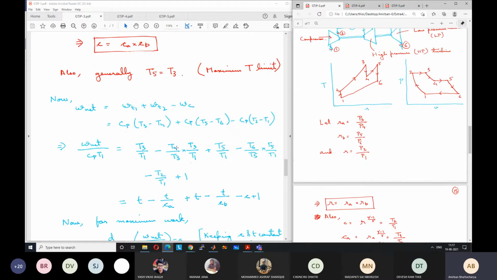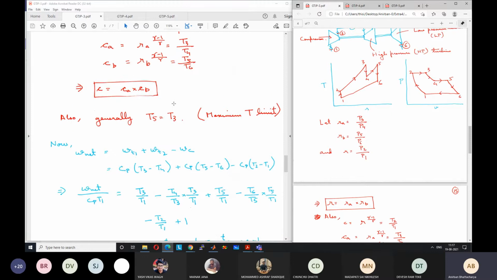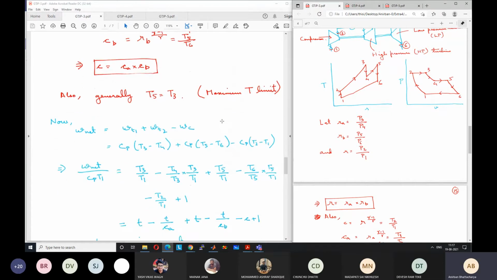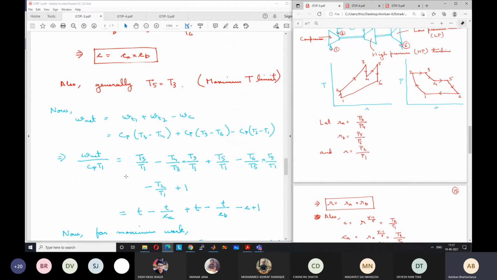Then T4 by T3. What is T4 by T3? T3 by T4 we have seen is equal to CA. So T3 by T4 is CA. So T4 by T3 is 1 by CA. So 1 by CA into T. So T by CA. So minus T by CA. Similarly, T5 by T1 again is equal to T3 by T1 since T5 equal to T3.